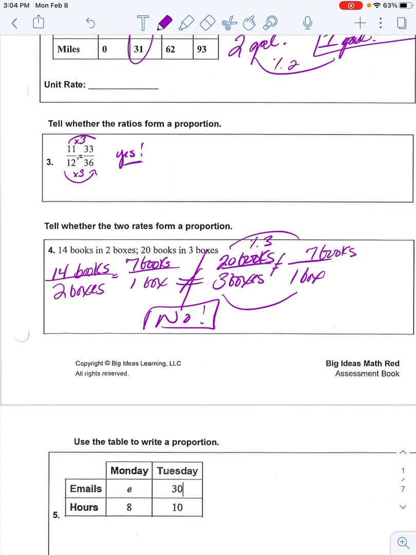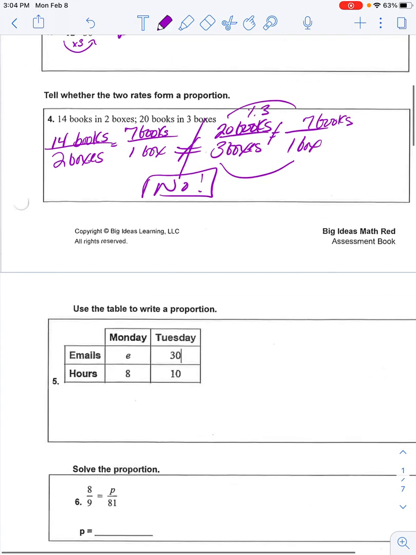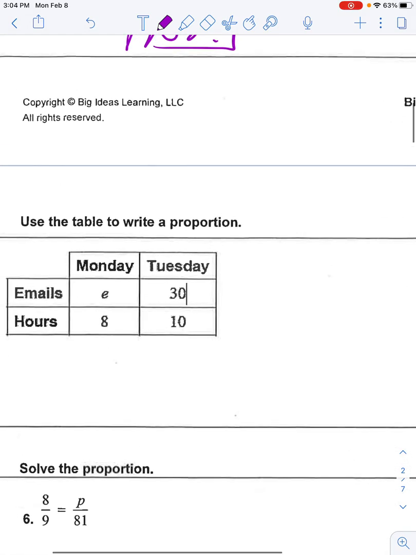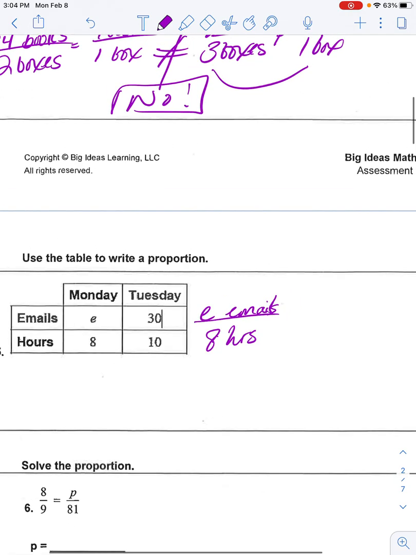So just show both ratios and then give me a yes or no on the day of the test. Use the table to write a proportion. Does it say anything about solving? It doesn't. It just says to write a proportion. It doesn't say to write a fraction. Emails in 8 hours. Proportion means they're equal. 30 emails in 10 hours.